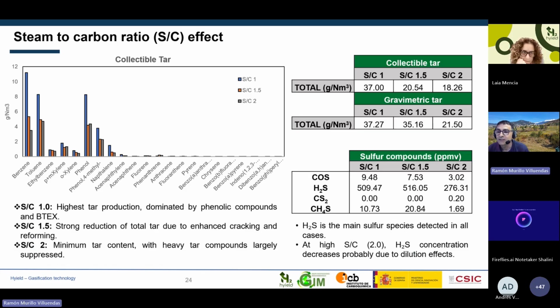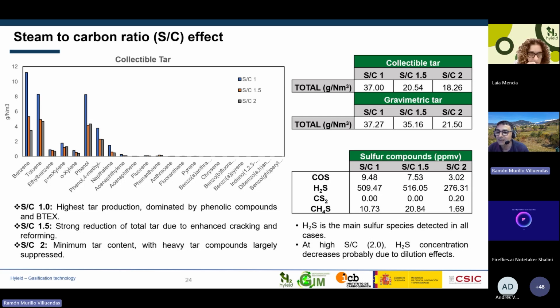These results show the effect of the steam-to-carbon ratio on tar formation and composition. At a steam-carbon ratio of 1, the highest tar production is observed. The tar profile is dominated by phenolic compounds and BTEX, which are typically products of primary devolatilization reactions. When the steam-to-carbon ratio is increased to 1.5, a strong reduction in total tar content is observed.